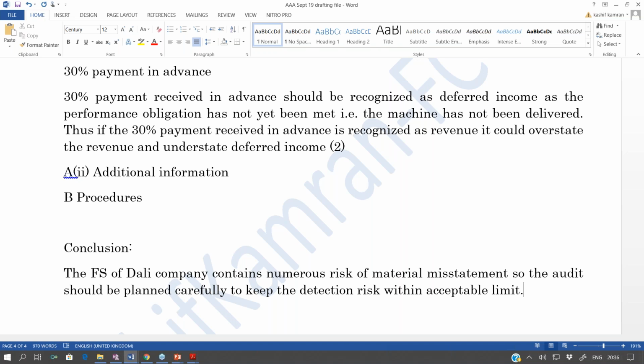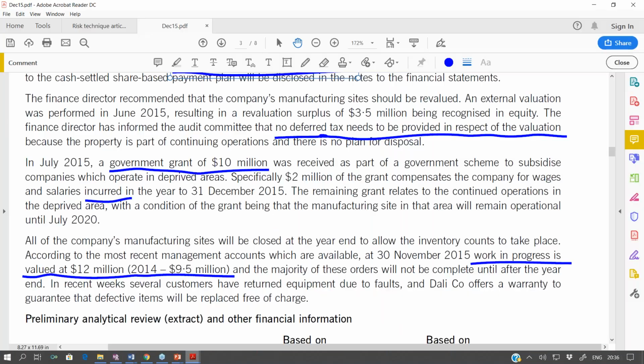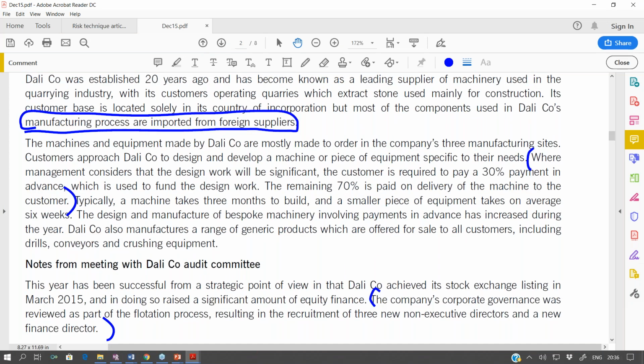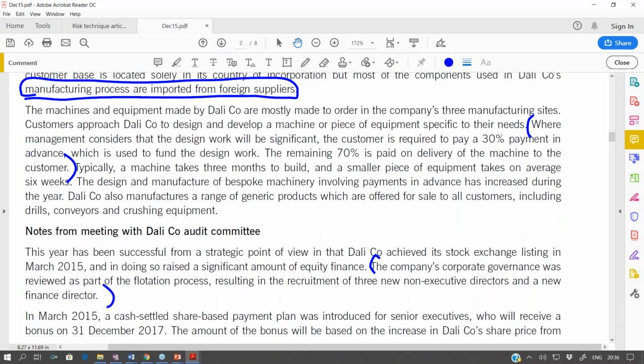Right? And please, one very important thing, a lot of time students copy paste the case study. You cannot just copy the lines of the case. A lot of times students have this bad habit of copying the lines of the case. Examiner says you cannot copy the case, you need to rephrase that. Rather than I take the full line, for example, I go to the case and I write the full line here. See this paragraph in front of your screen where I put the bracket where, and I start to write the answer. Where management considers the design work will be significant, the customer is required to pay 30% in advance and the 70% on the delivery of the machine, full stop. And then I start writing my answer.